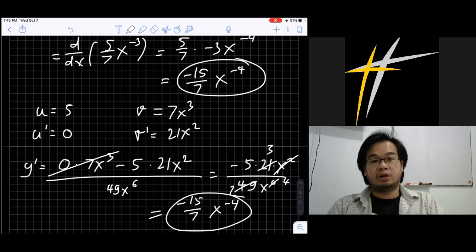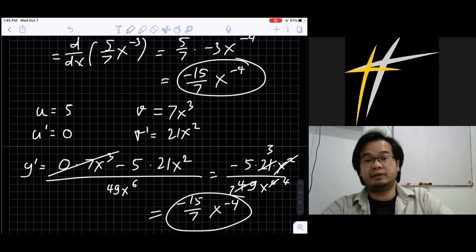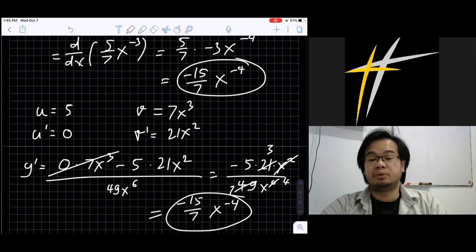Okay, so that's all for today. So today I hope you can find the derivative of a quotient of two functions with the formula that is proven already. Okay, thank you.